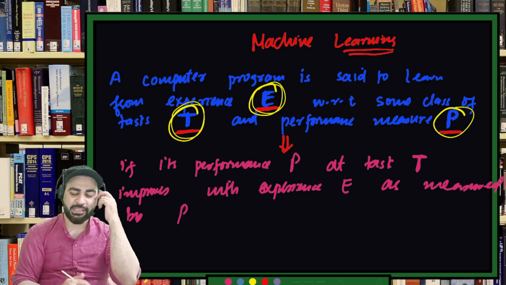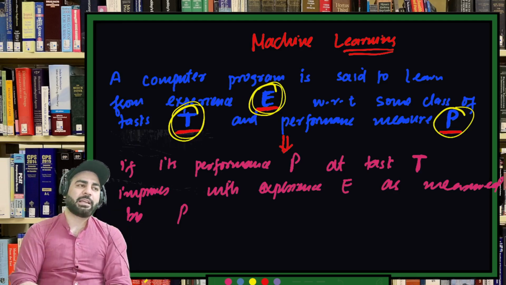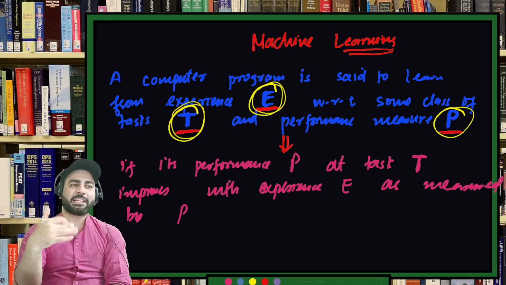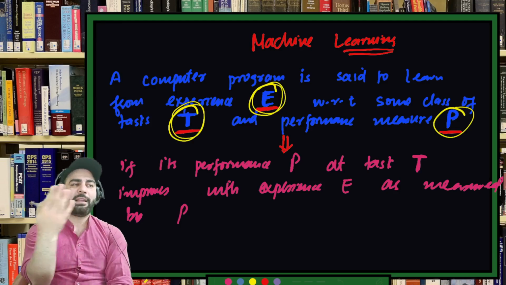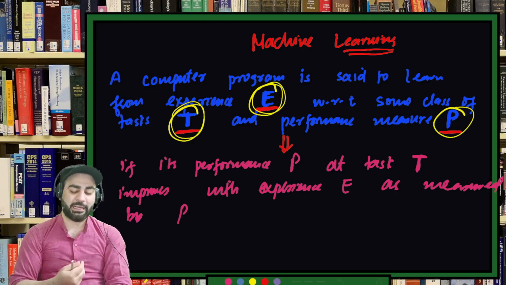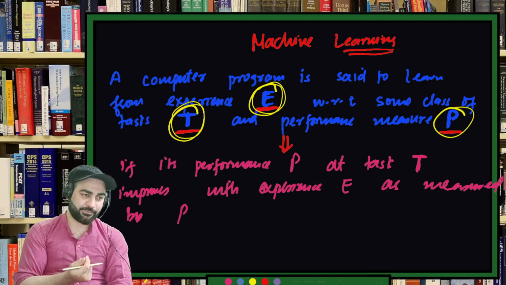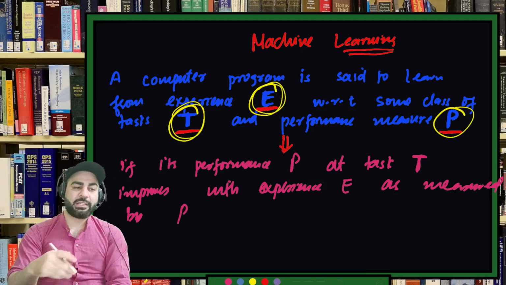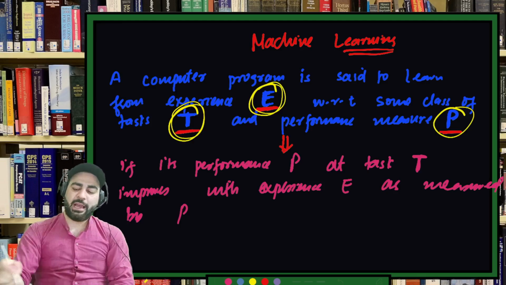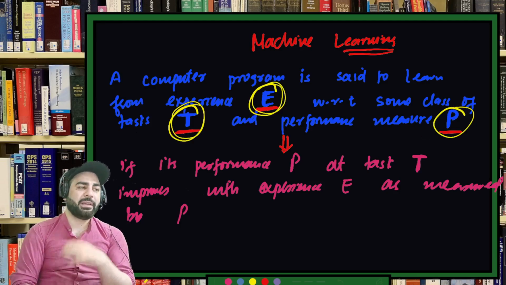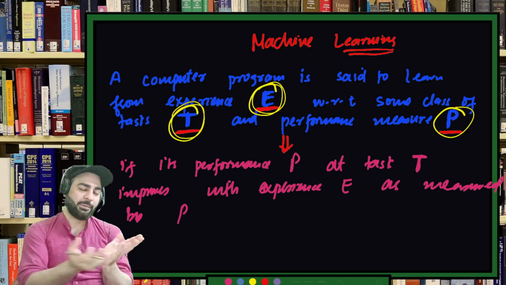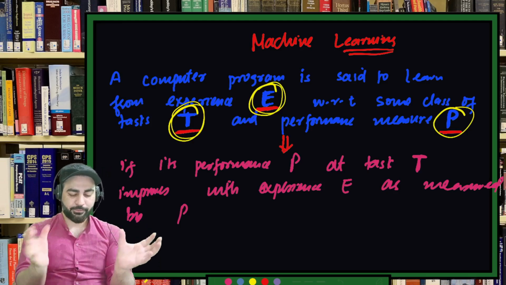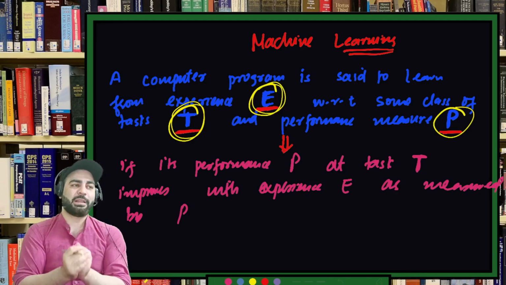So what I'm saying is, with each experience, the more you eat, the more you do it, I assume that you will spill less of this rice. The task is eating rice, and experience is if you do it a couple of times, and P is the performance. What is the measurement by which I measure your performance? How well are you performing? In terms of eating rice, I'm saying how little you spill. The less you spill, the better you are performing.